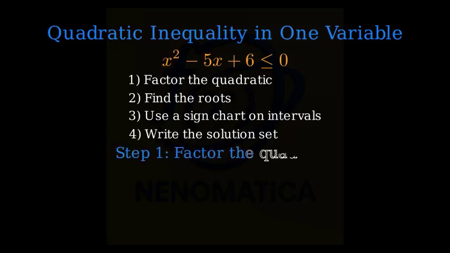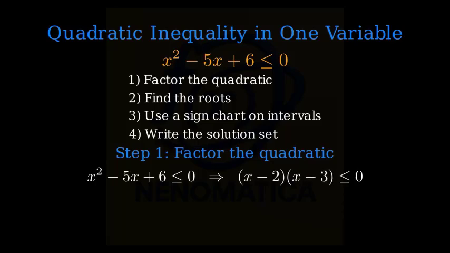Step 1. Factor the quadratic expression. We look for two numbers that multiply to positive 6 and add to negative 5. That pair is negative 2 and negative 3.